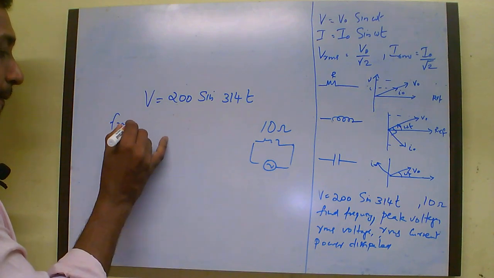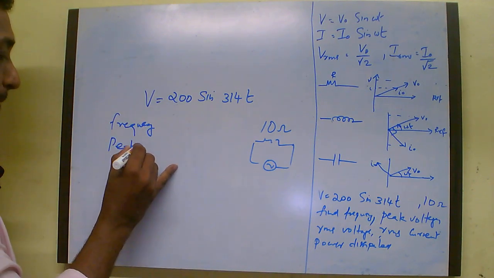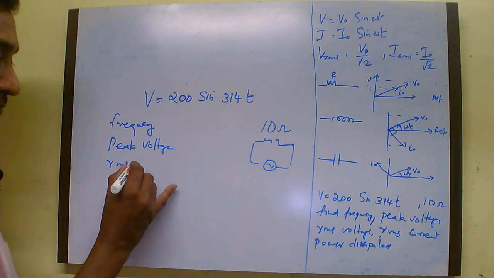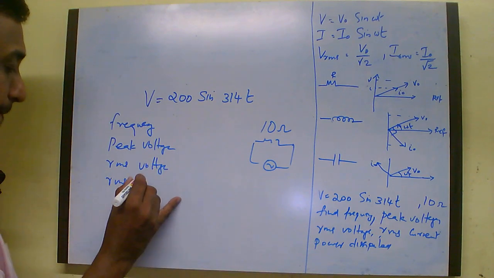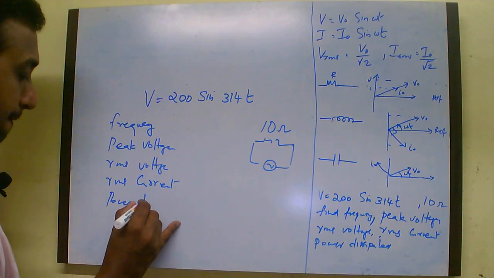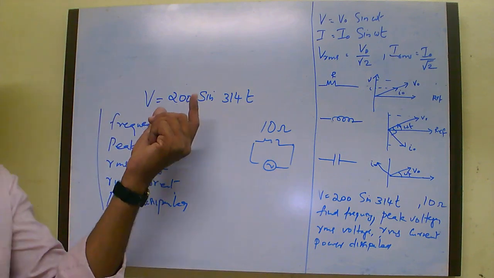they are asking you to find what is the frequency, then peak voltage, then RMS voltage, then RMS current, then power dissipated. All these things you have to find from this particular equation.